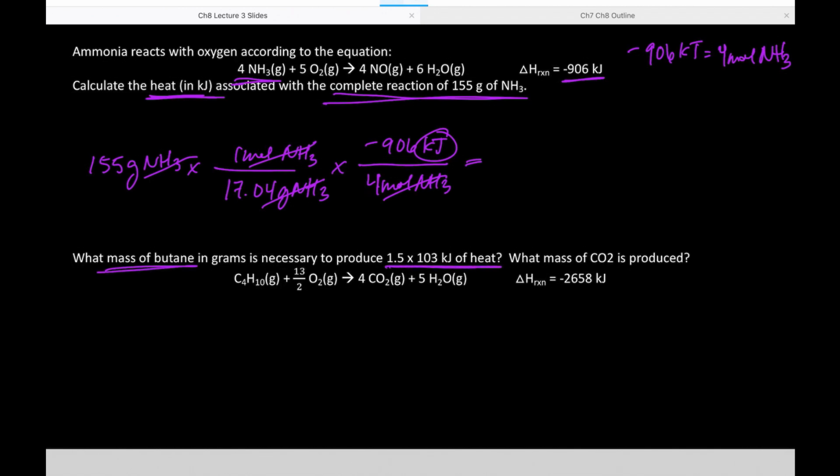All right. What mass of butane in grams is necessary to produce this much? I forgot to superscript that. What mass of CO2 is produced? I didn't format any of this. Okay, so anyway, same principle.